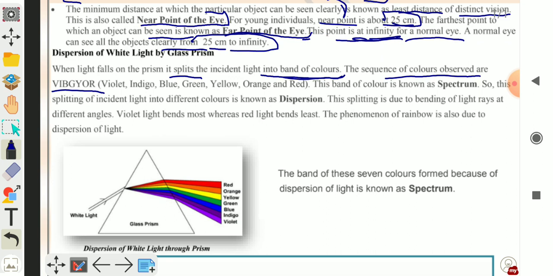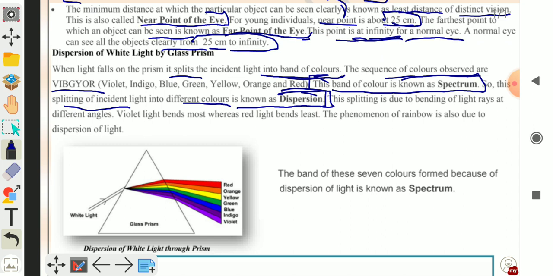तो sequence क्या होता है लाइट का? According to this word VIBGYOR. The band of color is known as spectrum. इस band of color को जो splitting of light के through बनता है, this band of color is known as spectrum. So this splitting of incident light into different colors is known as dispersion. इस process को हम क्या कहते हैं? This process is called dispersion.